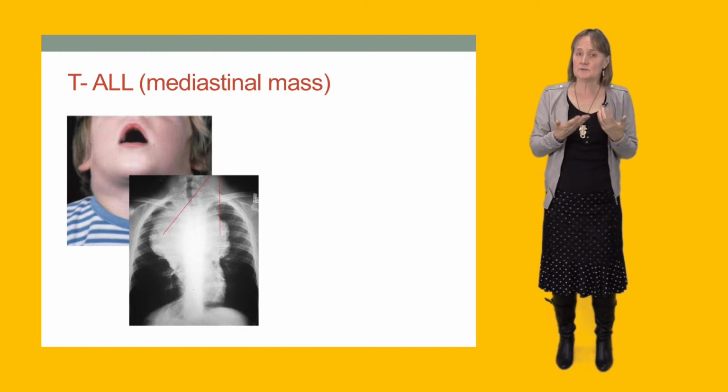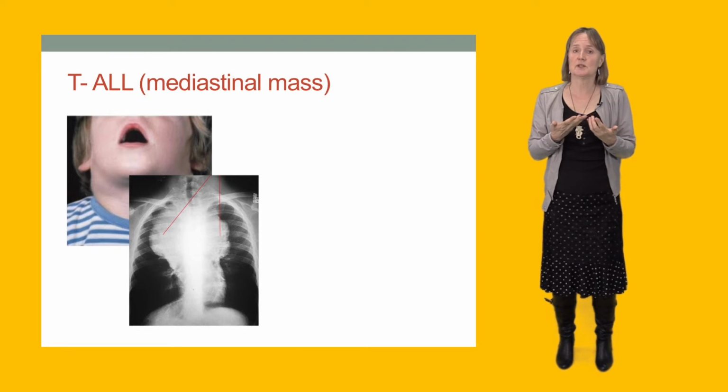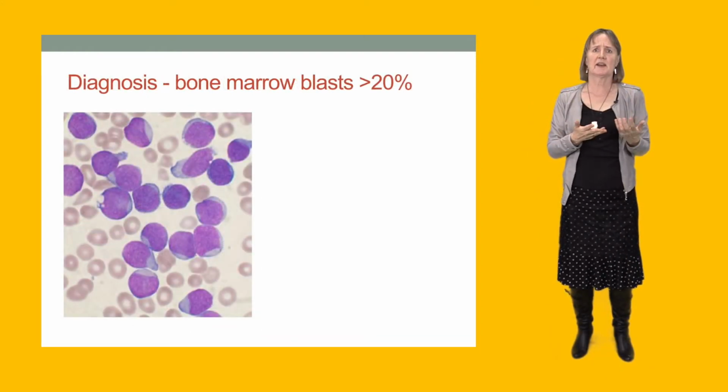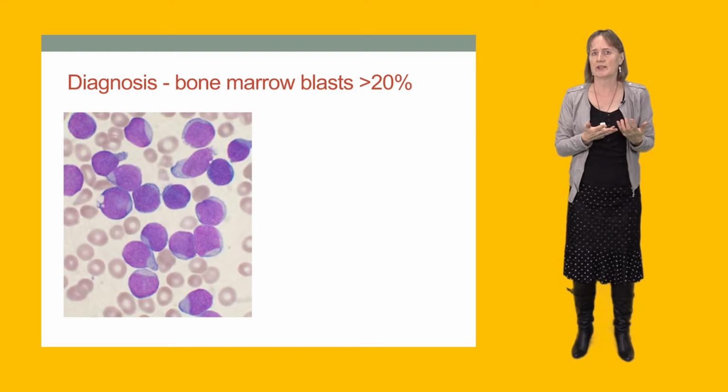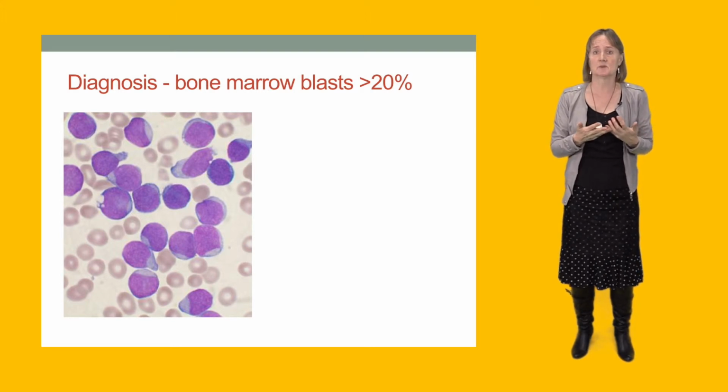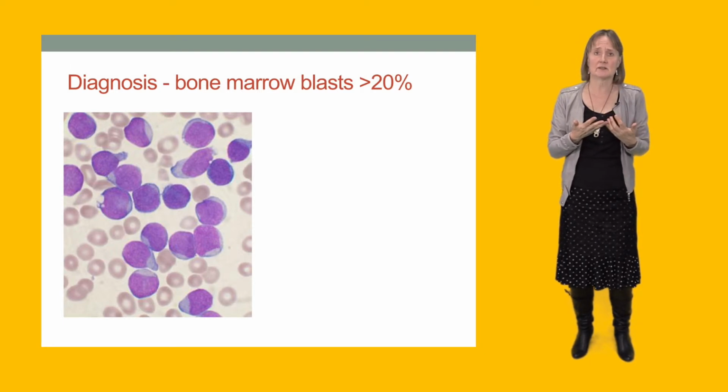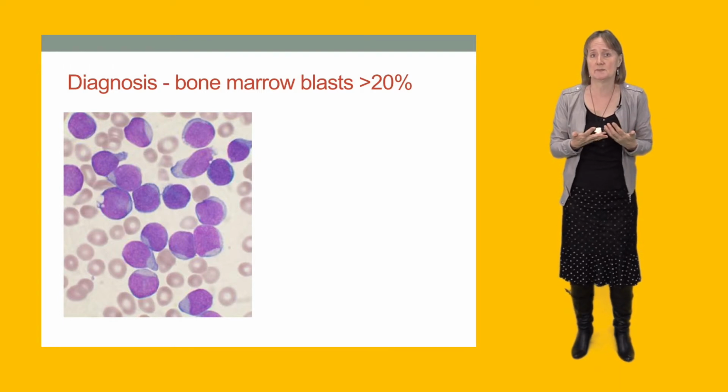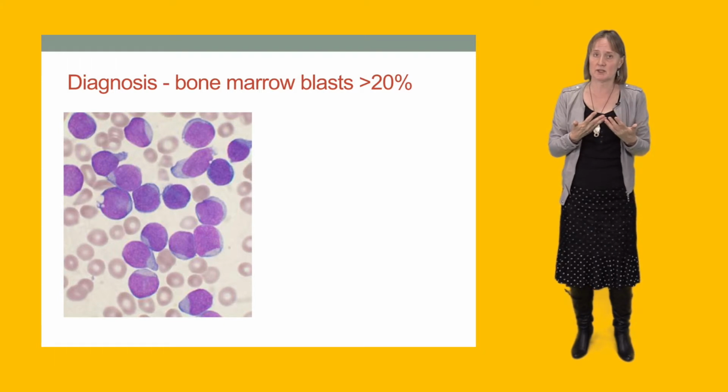And if you see that, that is something that you need to take urgent notice of, because potentially it can cause respiratory obstruction. So we've talked about how ALL can present, which will raise suspicion of this condition, but in order to actually make the diagnosis, we need to do a bone marrow and show that there are more than 20% blasts in the bone marrow. And we also need to make sure that we have diagnosed what sort of blasts they are.